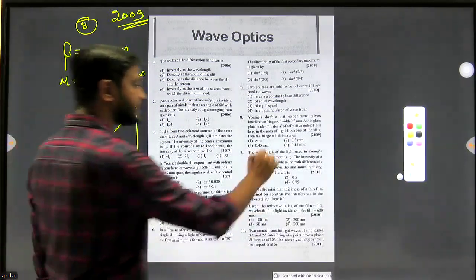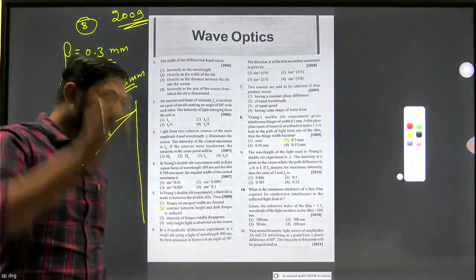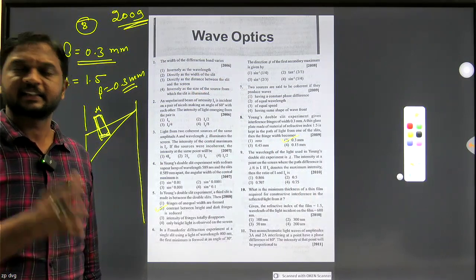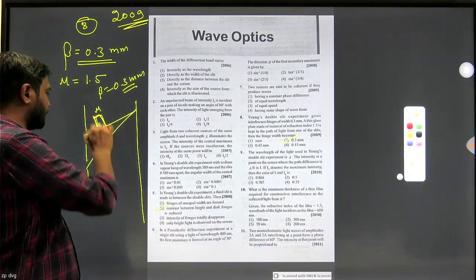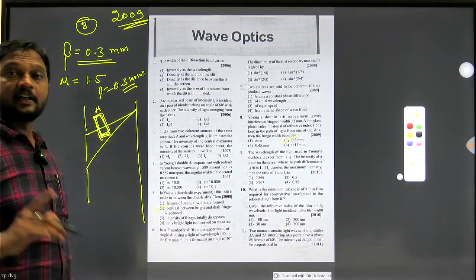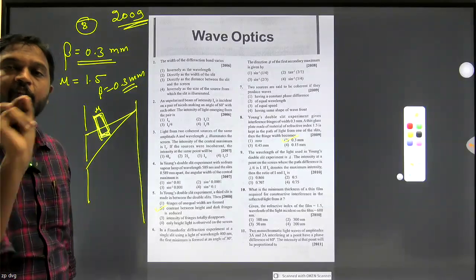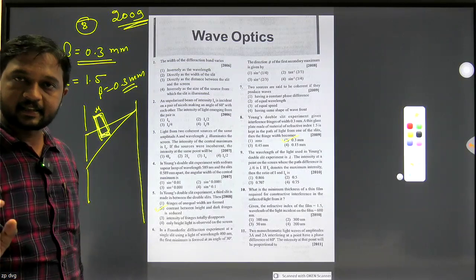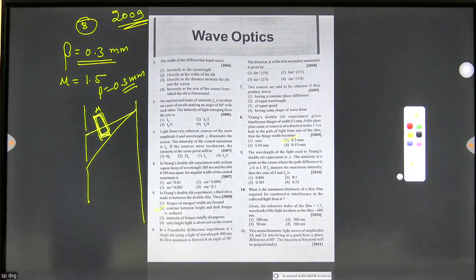So the second option, 0.3 millimeter. Keep in mind, if I place any glass sheet, like mica or any transparent medium, in the path of light, the interference pattern gets shifted, but the fringe width of the interference pattern does not alter. Is it clear? Okay. So next one.